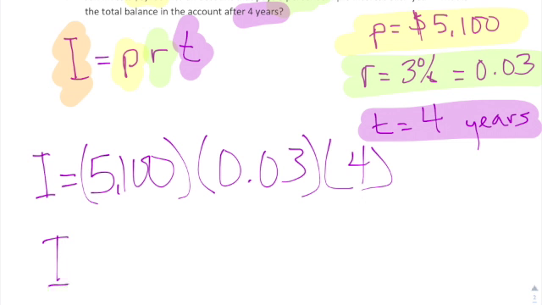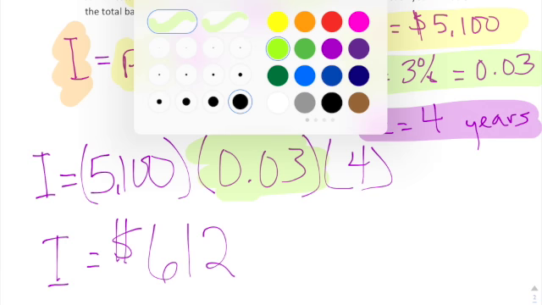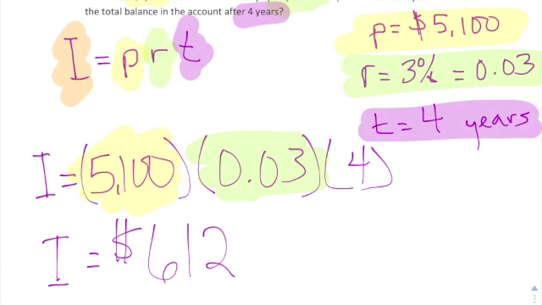Okay, and I get that my interest is $612. Okay, so again, that's where this is the principal. This is my time. And now I multiplied it all together. And so my interest is $612. But this question does not ask me for my interest. I can use my interest. This is not a useless waste of my time, right?